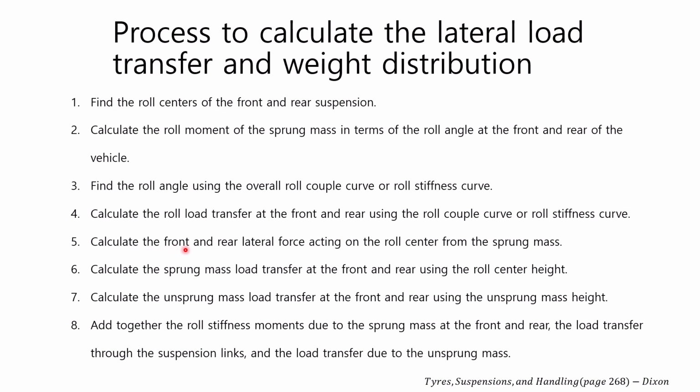Calculate the front and rear lateral force acting on the roll center from the sprung mass. Calculate the sprung mass load transfer at the front and rear suspensions using the roll center height. Calculate the unsprung mass load transfer at the front and rear suspensions using the front and rear unsprung mass heights. Add together the roll stiffness moments due to the sprung mass at the front and rear suspensions, the load transfer through the suspension links, and the load transfer due to the unsprung masses. You can find this process on page 268 of Dixon's book Tires, Suspensions, and Handling.